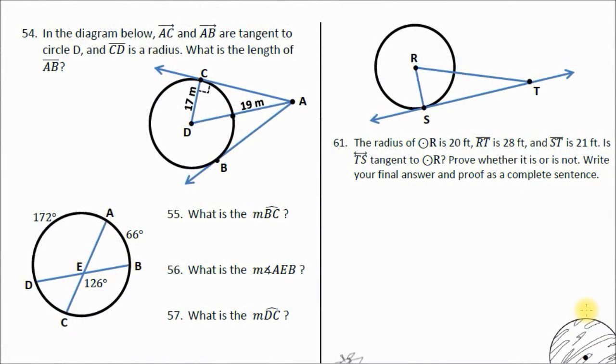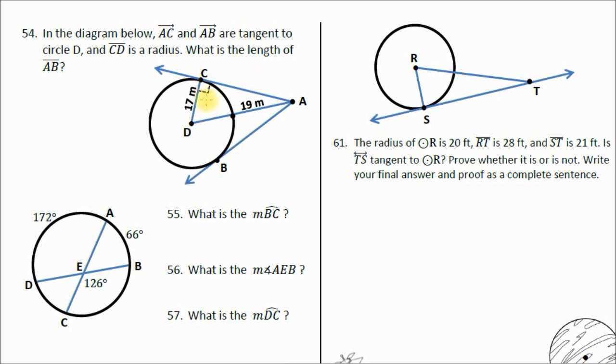We are at question 54 in our Unit 9 circles review. Question number 54. In the diagram below, ray AC and ray AB are tangent to circle D, and segment CD is a radius. What is the length of segment AB?